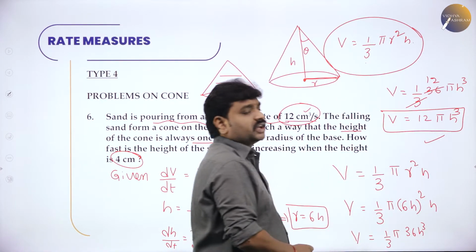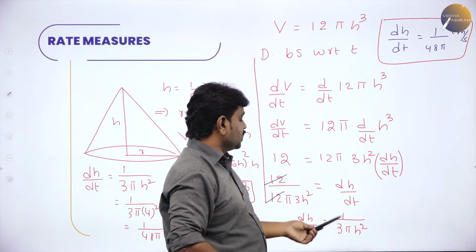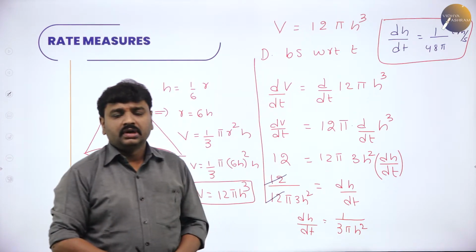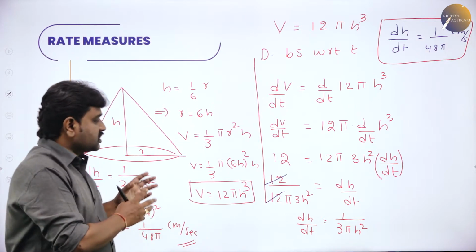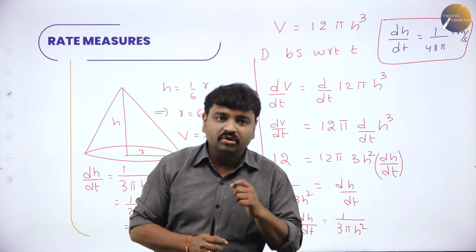V becomes 12 pi h cube. So take that V is equal to 12 pi h cube and differentiate both sides and you will get dH by dt. I hope all of you understood this. Revise this properly and become thorough. This is one of the standard questions which has been repeated many times in your board exams.